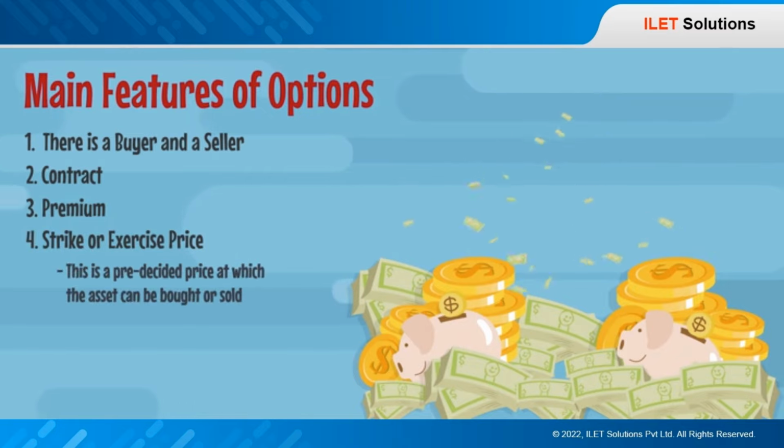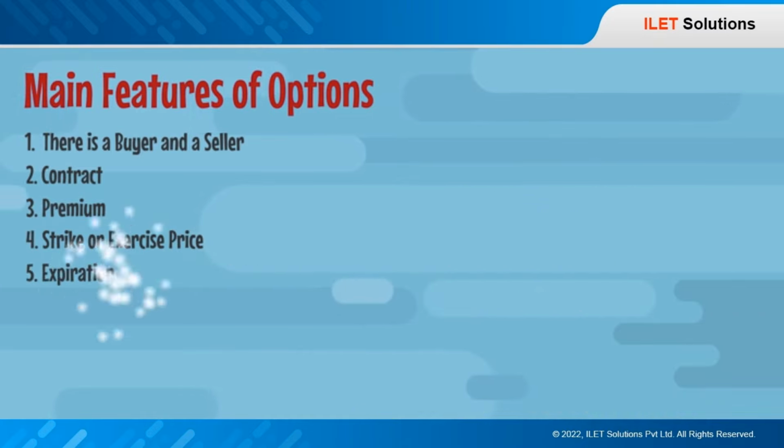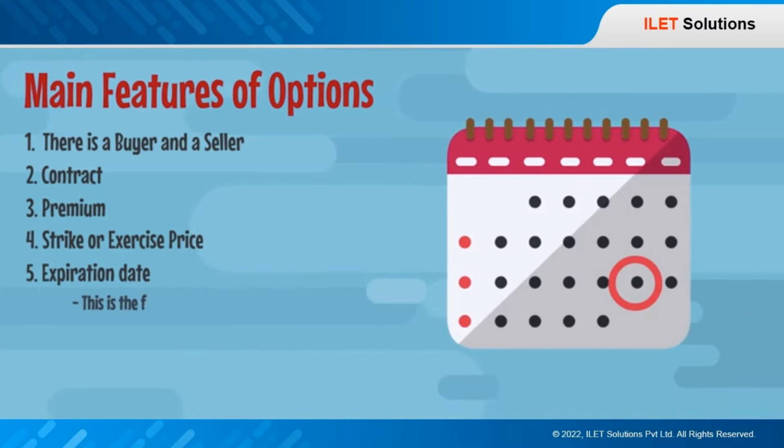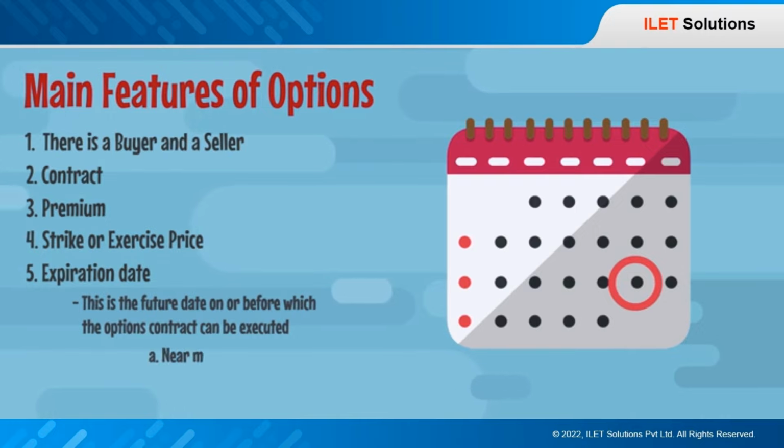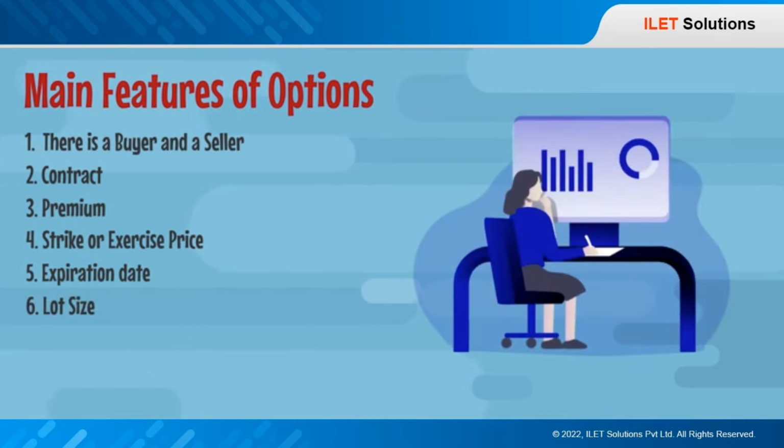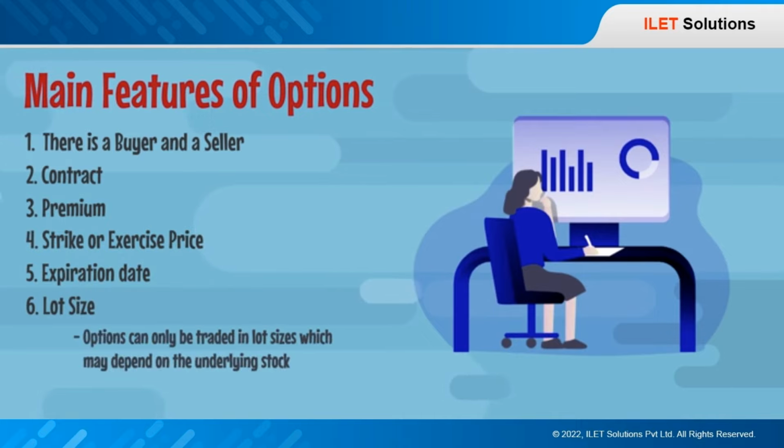Strike or exercise price. This is a pre-decided price at which the asset can be bought or sold. Expiration date. This is the future date on or before which the options contract can be executed. Options contracts typically have three different durations you can pick from: near month, middle month, and far month. Lot size. Options can only be traded in lot sizes which may depend on the underlying stock.